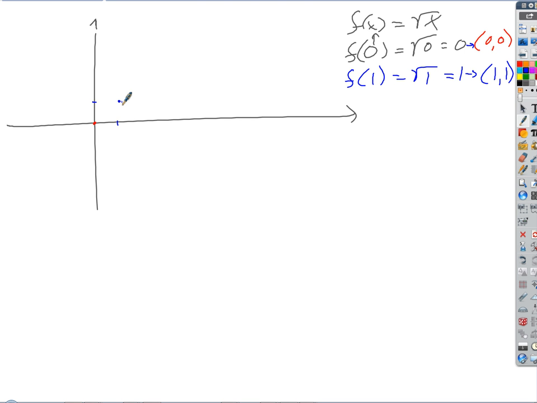What's another convenient one? If I put in 2, that's not a very convenient value, because I've got the square root of 2, and we don't know what that is, some decimal. 4 would be good. If we put 4 in for x, we get back the square root of 4, which is 2. So it goes through the point x equals 4, y equals 2.